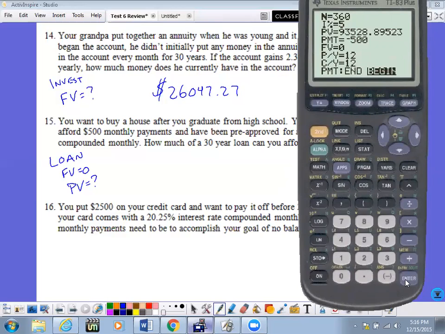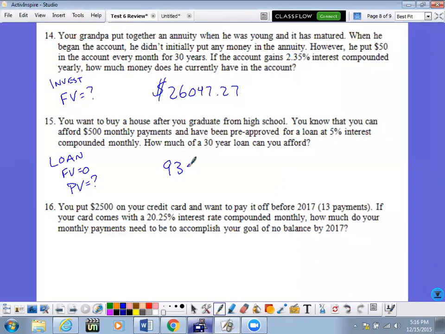So you can afford a $93,528.90 house. $93,528.90. So with your $500 payment, got some good interest rate, $93,000 house.